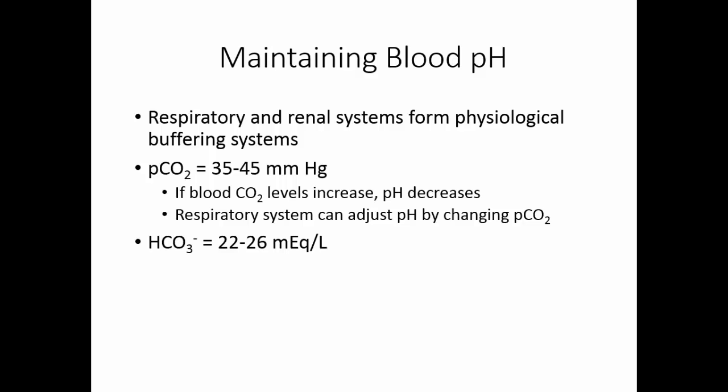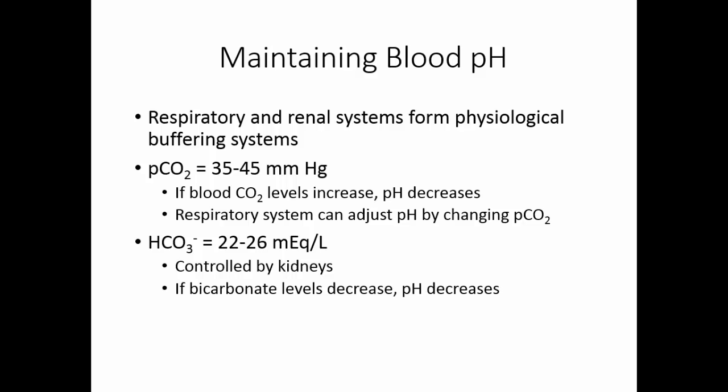The other level we need to know about is the bicarbonate level. Normally, your bicarbonate level in your blood should be between 22 and 26 milliequivalents per liter. This is controlled by the kidneys. They actively excrete bicarbonate. They can even make bicarbonate if necessary and put it back into the blood. If bicarbonate levels decrease, so does blood pH. So if we excrete more bicarbonate, we're going to lower pH. If we save back more bicarbonate, we're going to increase blood pH.